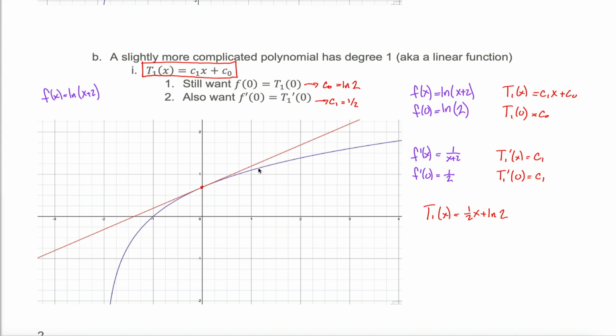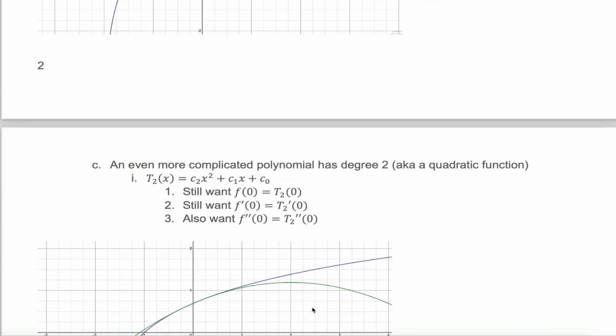So all of a sudden, the graph in red is looking a lot more like the graph in purple. It's still not great, though. I mean, nobody would confuse these two graphs, right? They look very different. For example, the one in purple is curved, and the one in red is linear. But maybe we should consider a more complicated polynomial, instead of a degree 1 polynomial, maybe a degree 2 or quadratic polynomial.